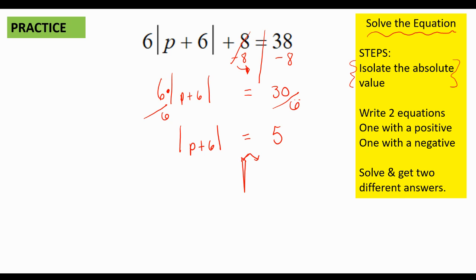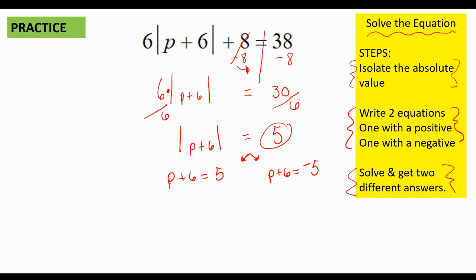Okay, so we did step 1. So now we're going to do the next step, which is to write two equations, one with a positive, one with a negative. So p plus 6 does not change. The 5 stays positive. P plus 6 does not change. The 5 changes to a negative 5. So one positive, one negative. Only on the right side where the 5 was at.